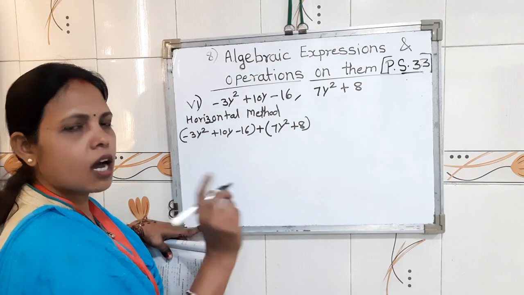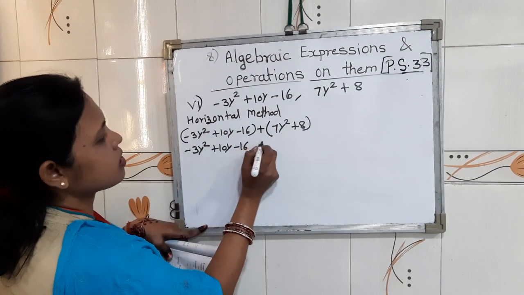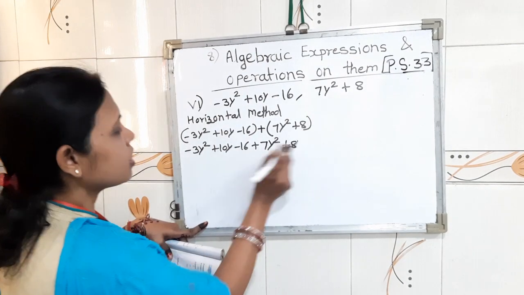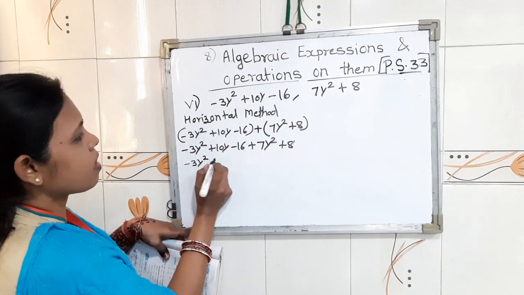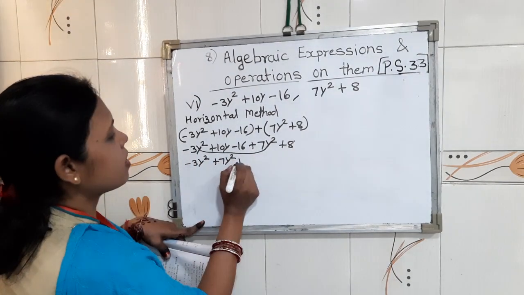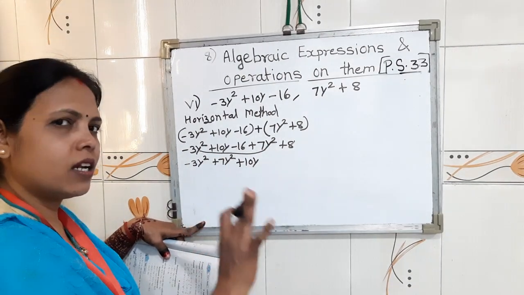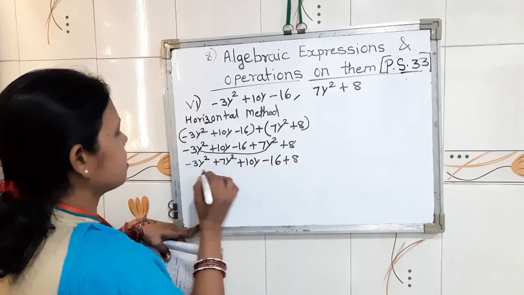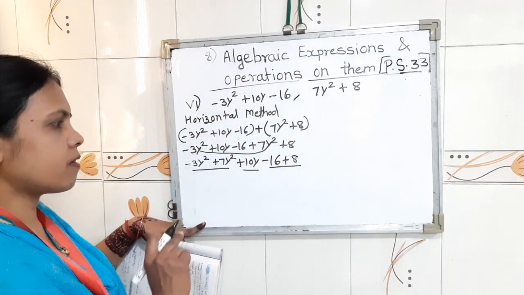So now we will remove the bracket. Minus 3y square plus 10y minus 16, and there is a plus sign, therefore our bracket signs will remain as they are. Now we will write like terms together. Minus 3y square and 7y square. Then plus 10y; with the 10y, no like term is there, therefore 10y will remain the same. Next term, minus 16 plus 8. Means we got this one term, this one second term, and this one as our third term.